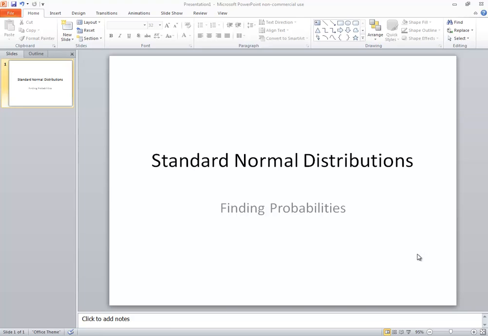Let's take a look at finding probabilities given standard normal distributions. First, let's take a look at how we determine it's a problem of finding probabilities for a standard normal distribution. So let's look at our flowchart.